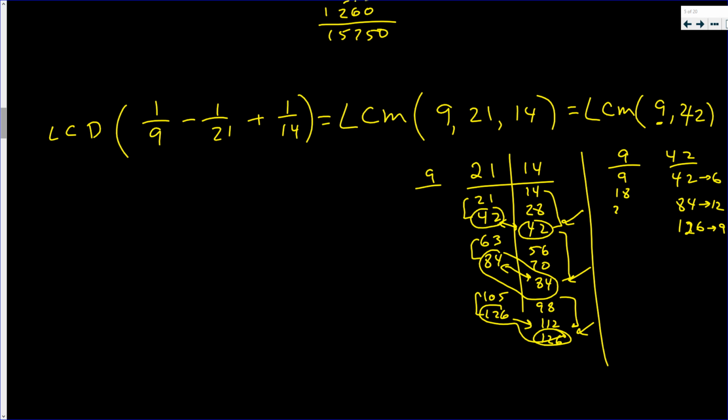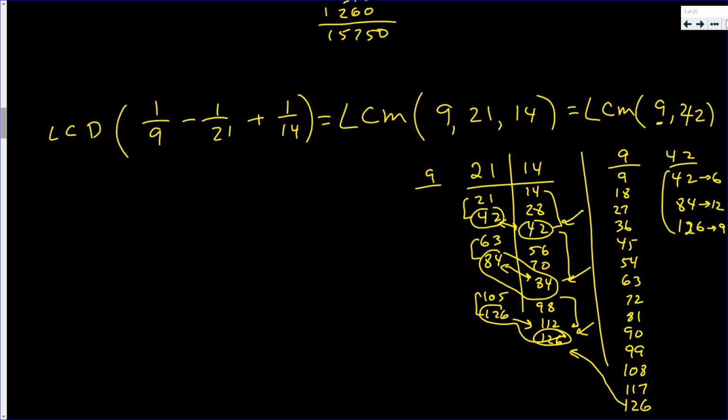9, 18, 27, 36, 45, 54. Still none of those numbers appeared. 63, 72, 81, 90, sorry, after 90 I messed up. 90, then 99, then 108, then 117, and 126. This is the number that's on all 3 lists.